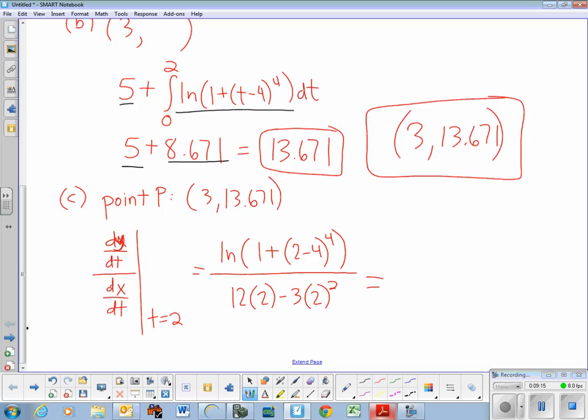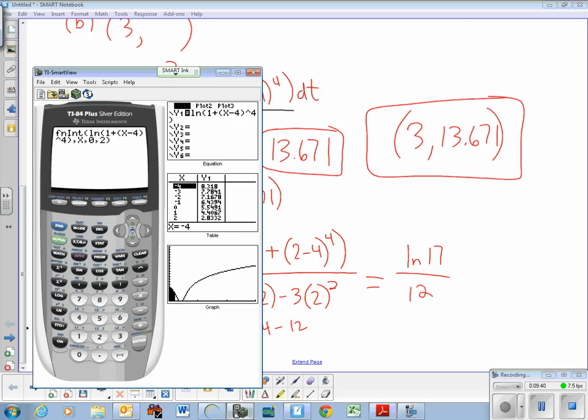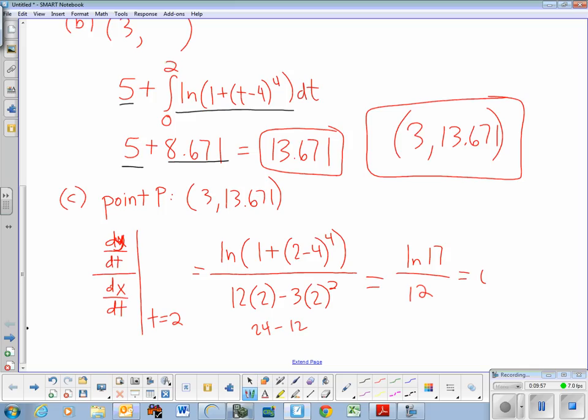On top, I get the natural log of 1 plus negative 2 to the 4th. So natural log of 17. Negative 2 to the 4th is 16, add 1, 17, then natural log. And on the bottom, I get 24 minus 3 times 4, which is 12. Natural log of 17 over 12. Natural log of 17 divided by 12 is 0.2361. Call it 0.236.